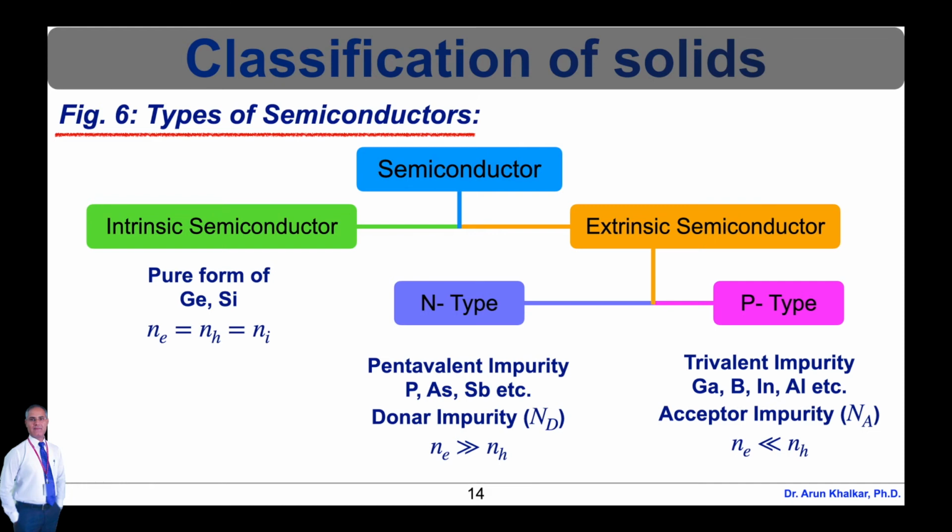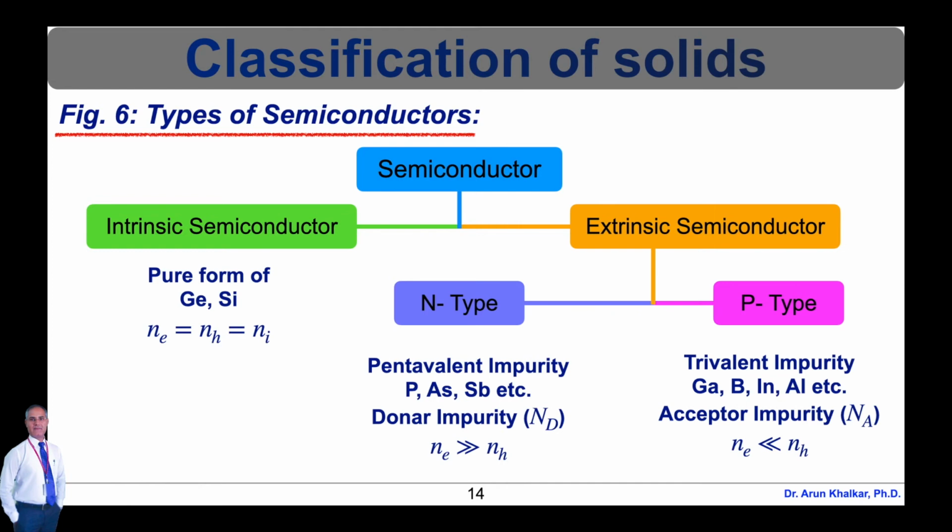Whereas in extrinsic semiconductors, depending upon the impurities like pentavalent impurity, for example phosphorus, arsenic, Sb, etc., the type of this semiconducting material is called N-type. In N-type semiconductors, the number of electrons is very much greater than the number of holes.